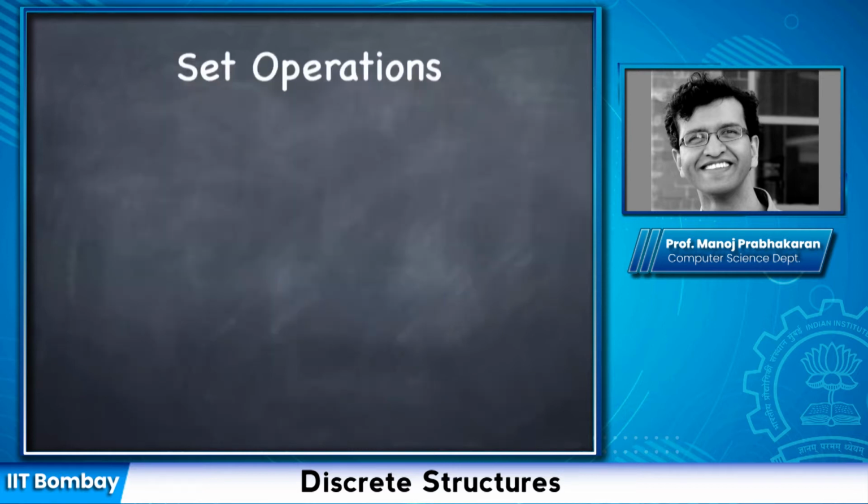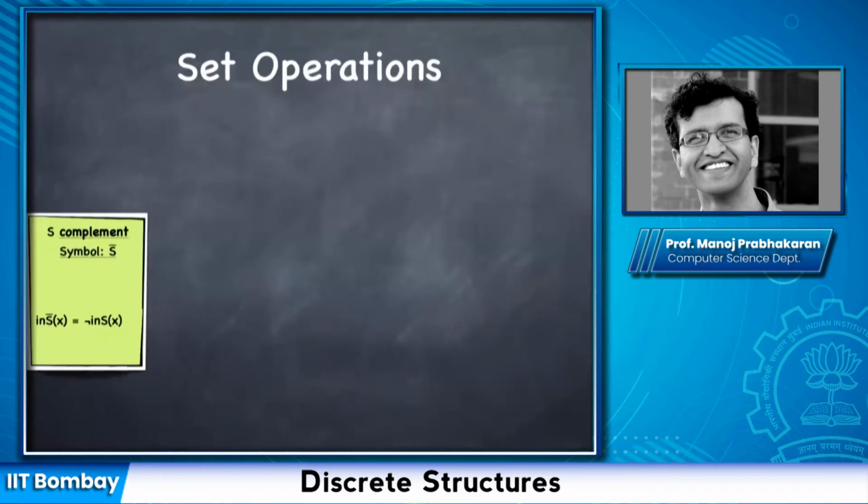So let's go back to the set operations. Okay, let's start with the complement, right? So S complement. Now, in terms of the membership predicate, what does it look like? The membership predicate for S complement, which I'm writing here as in S complement, is defined as the negation of the membership predicate of S. So in S complement holds for X if and only if in S for X does not hold.